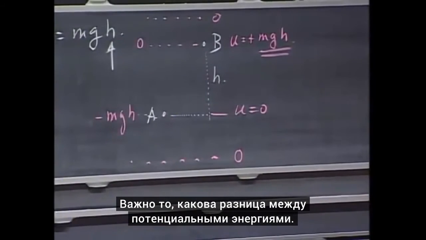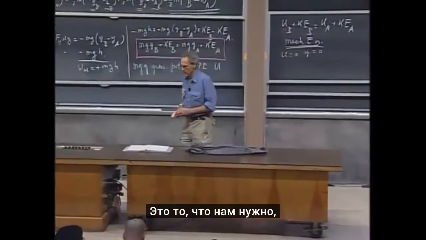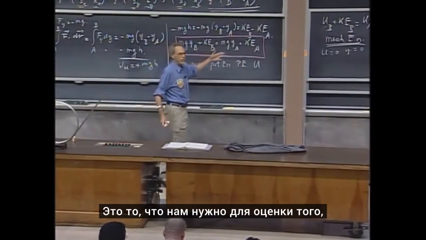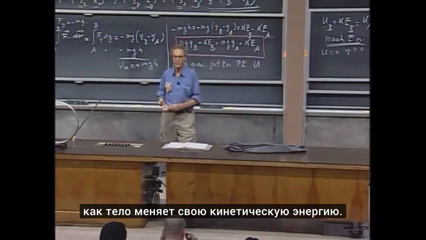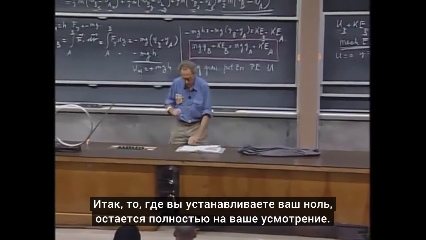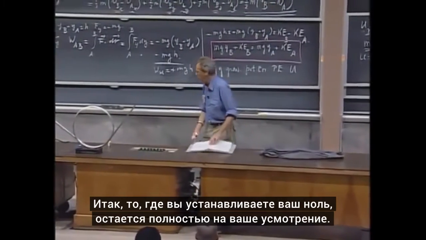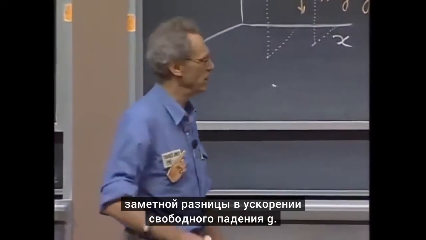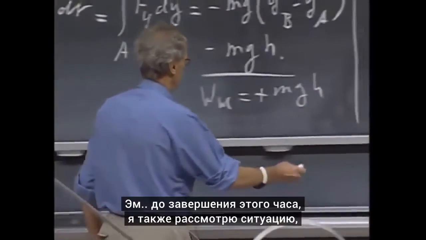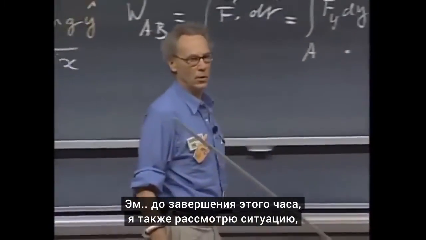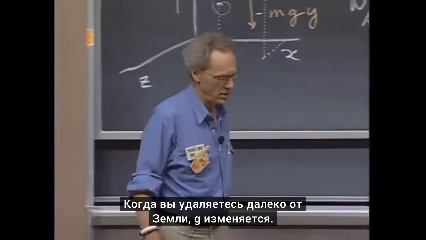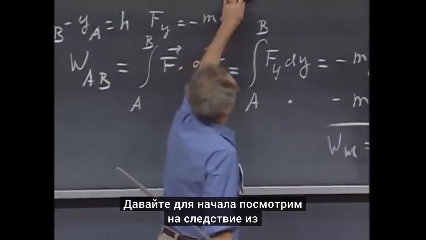What matters is what the difference between potential energy is. That is what we need when we apply the conservation of mechanical energy. That is what we need in order to evaluate how the object changes its kinetic energy. So where you choose u0 is completely up to you, as long as A and B are close enough so that there is no noticeable difference in the gravitational acceleration g. Before the end of this hour, I will also evaluate the situation that g is changing. When you go far away from the Earth, g is changing.